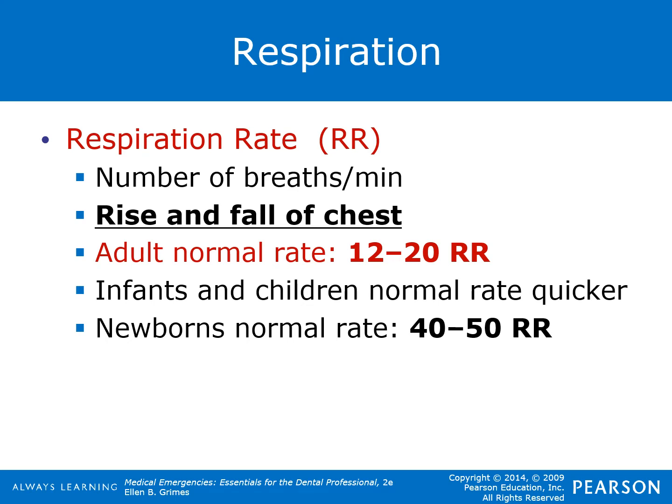Little children's rates are very rapid, newborns very rapid, and then they lessen and lessen as the body grows. It's still a little faster in children than it is in adults at 12 to 20 breaths per minute. Newborns are about 40 to 50.